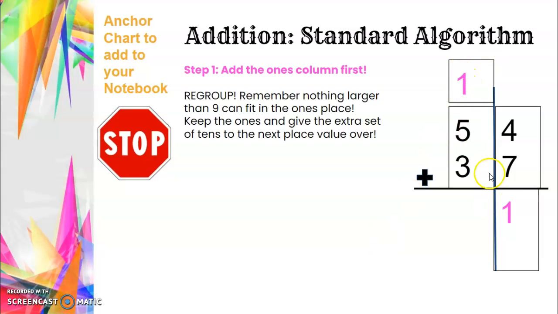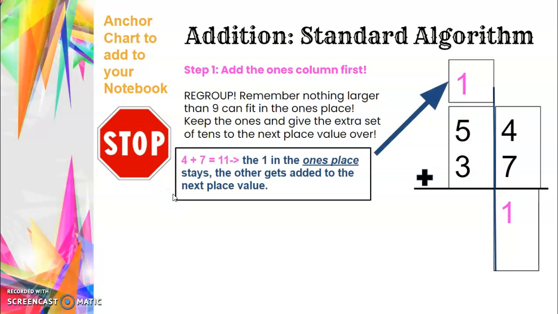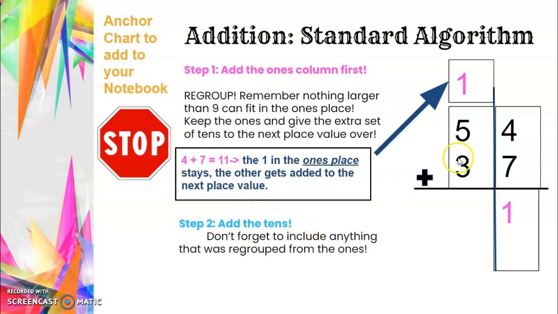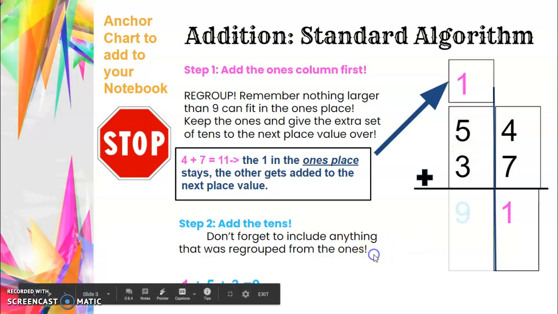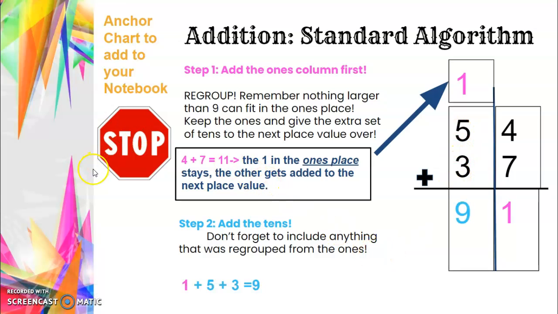1 on top, 1 on the bottom. So this is my ones, and this is my tens, which gives me 4 plus 7 is 11. And the 1 in the ones place stays. The other gets added to the next place value. Step 2, add the tens. Don't forget to include anything that was regrouped from the ones. So 5 plus 1 plus 3 is 9. And that is our standard algorithm.